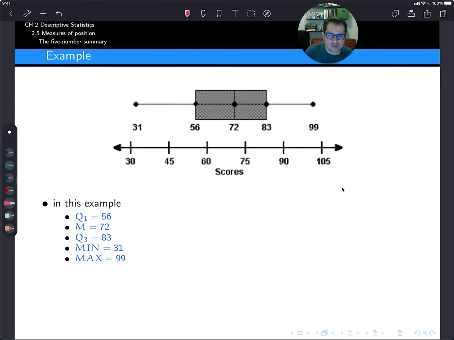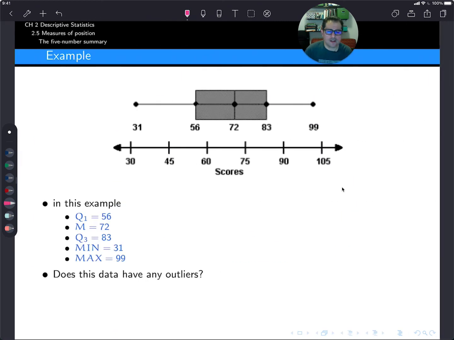An example: this box plot has Q1. This low one represents the minimum, so the minimum is 31. Right? This represents the maximum, so this is a score from an exam, so the maximum score was a 99. The median, or the Q2, is the 72, right? The 56 represents the Q1, and the 83 represents the Q3.